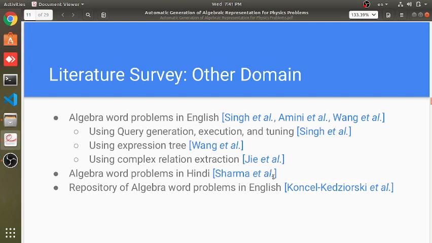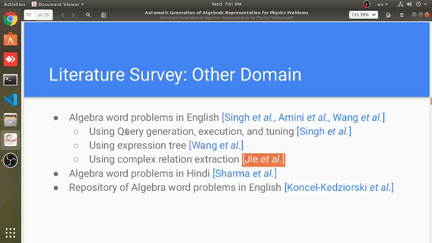So we have surveyed the literature in this particular domain as well as in other domains also. In other domains, all the papers that we have read are mostly based on algebra word problems, mostly based on English. So we have read many papers, but mostly they have used three different approaches, and these three approaches have been used by Singh et al., Wang et al., and Jai et al.